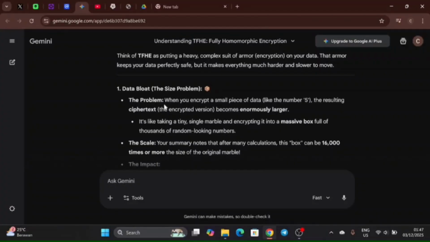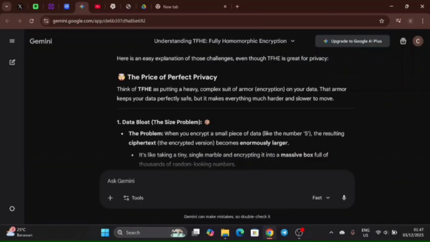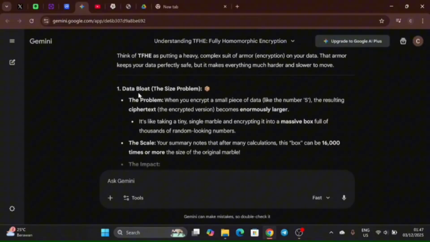First, the size of the problem: data blocks. This is what they face, the problem faced by InitVerse. When you encrypt a small piece of data, like the number 5, for example, the resulting ciphertext becomes enormously larger.